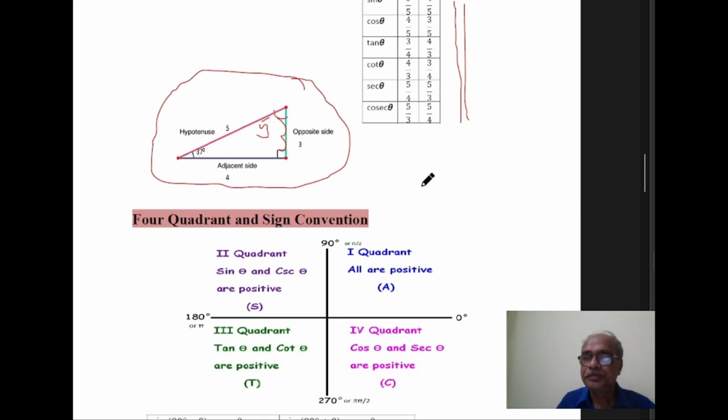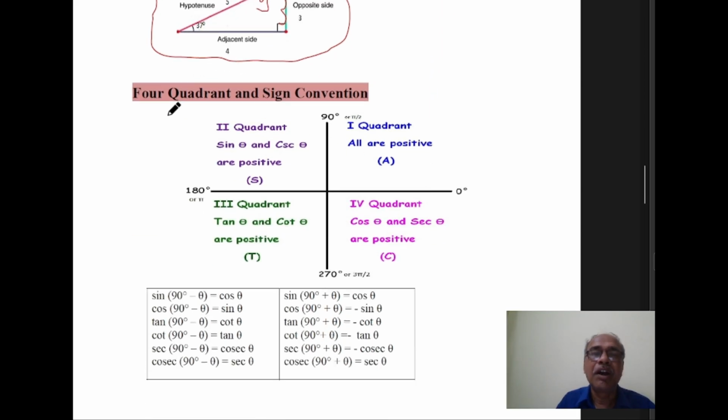Okay. Now move to the quadrant system. You see, there are the 4 quadrants. First quadrant, this one is the first quadrant, this is the second quadrant, this is the third quadrant, this is the fourth quadrant. Here, in first quadrant, all are positive. Second quadrant, sine. Third quadrant, tan. And fourth quadrant, cos. Others are negative.